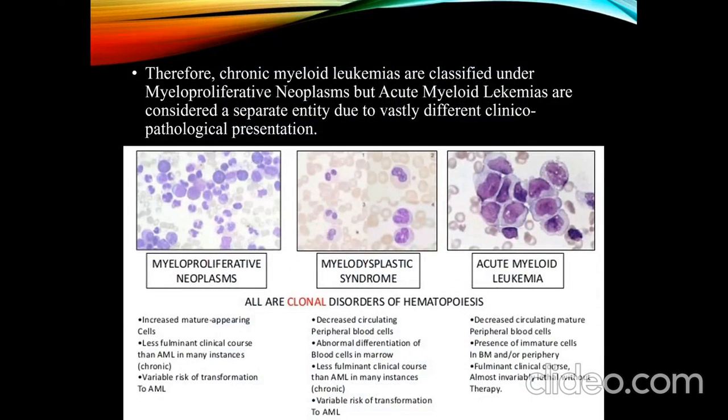Therefore, chronic myeloid leukemias are classified under myeloproliferative neoplasm, but acute myeloid leukemias are considered a separate entity due to vastly different clinico-pathological presentation. A summary is given in the picture below, where we can see that the myeloproliferative neoplasms are characterized by increased mature appearing cells, less fulminant clinical course than AML in many instances, and variable risk of transformation to AML. Myelodysplastic syndromes, on the other hand, are characterized by decreased circulating peripheral blood cells, abnormal differentiation of blood cells in the marrow, less fulminant clinical course than AML, and again variable risk of transformation to AML.